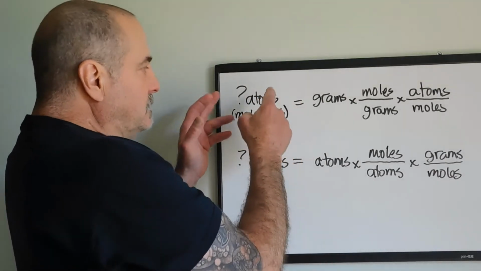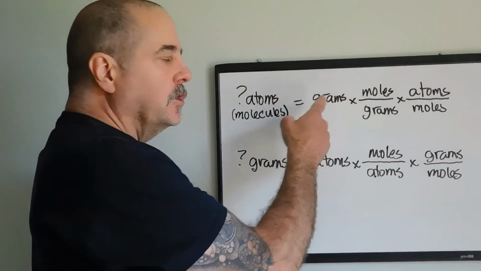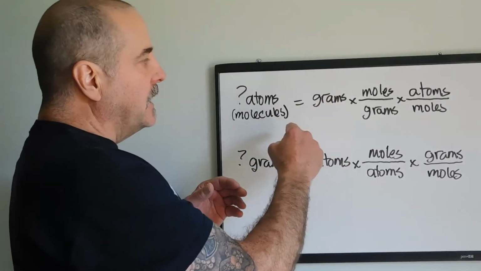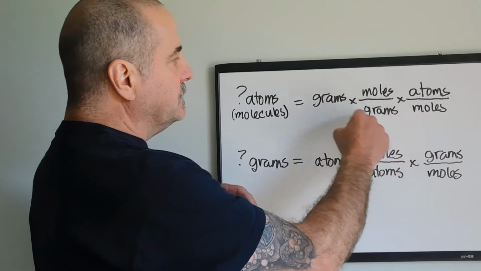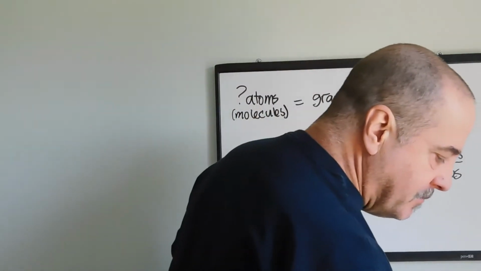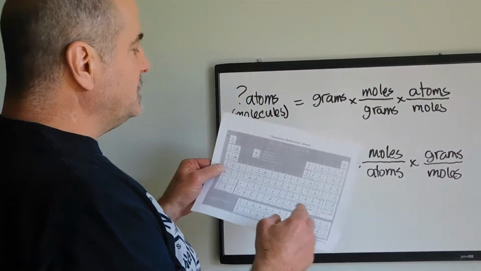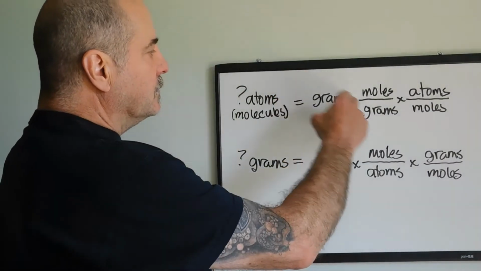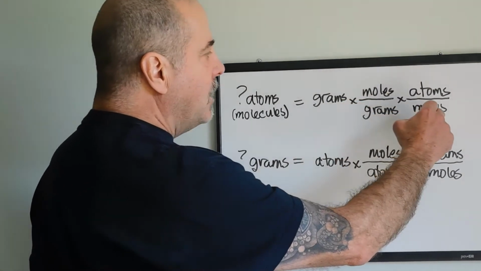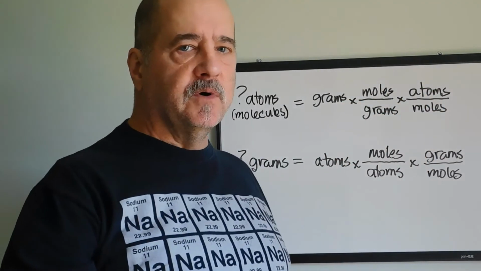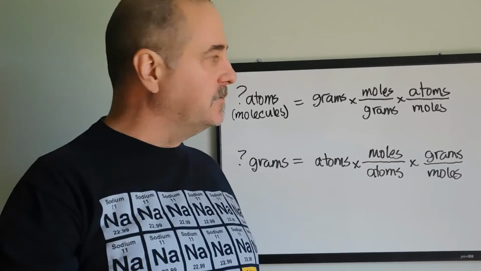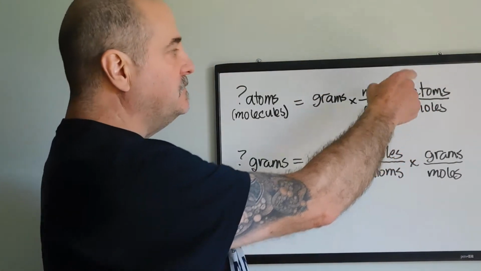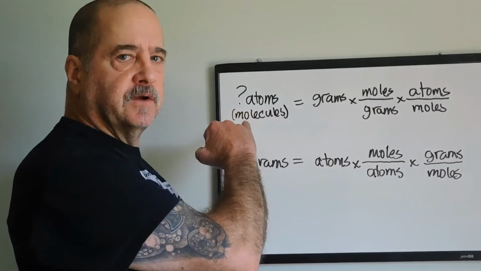So you've got how many atoms you're looking for. Grams is what you're given. You set it up to where your grams are going to cancel, and you know how many grams there are in a mole because that's given to you on your periodic table. So your grams in the mole, and then in a mole you know that there's 6.022 times 10 to the 23rd atoms. So then your grams are going to cancel out, your moles are going to cancel out, and leaves you with atoms, which is what you're looking for.